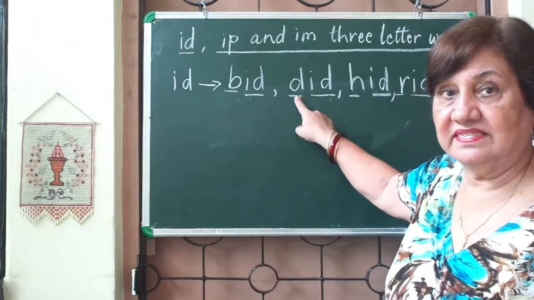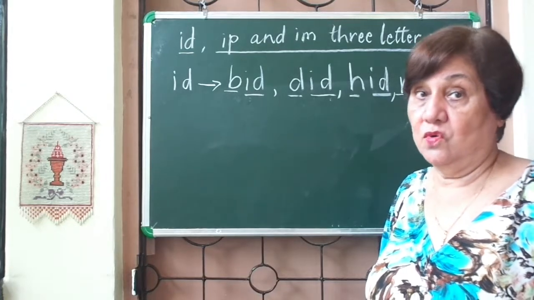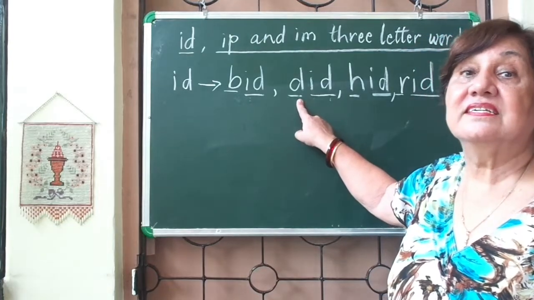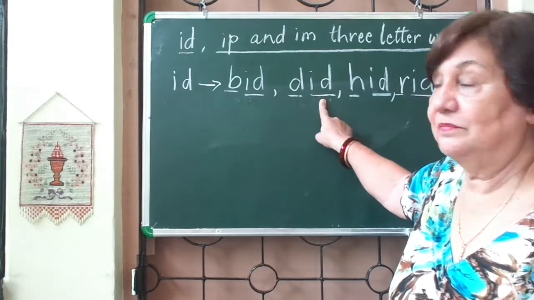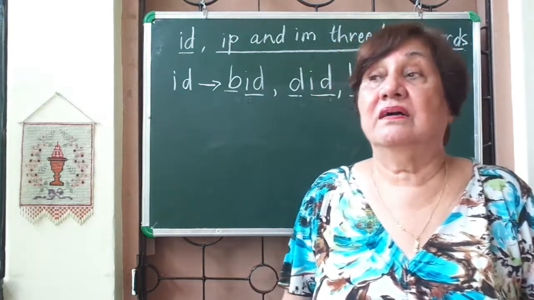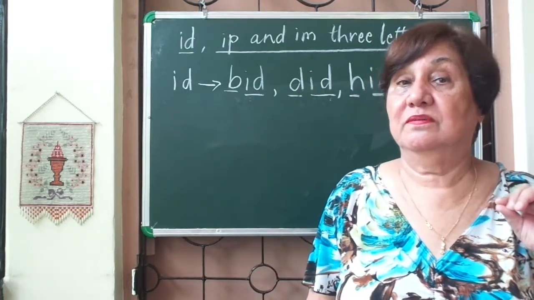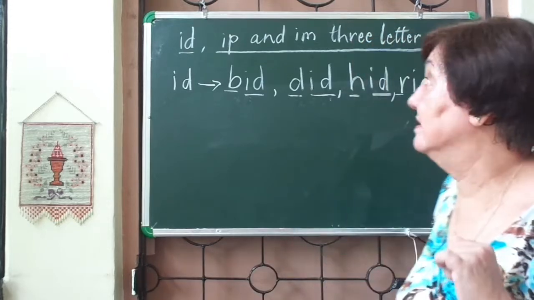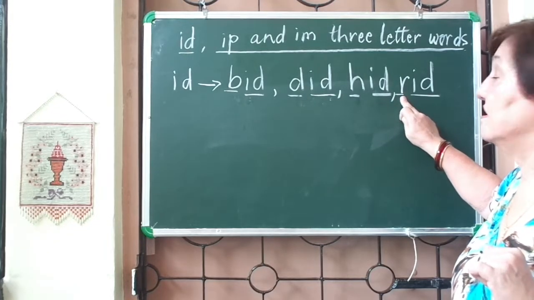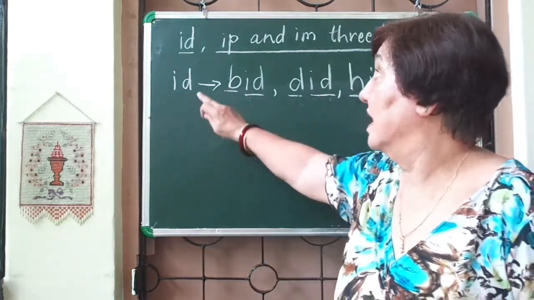The next one, D and id. Did. Your mummy tells you very often, Rohan, did you do your homework? So this is the word did. D and id. H and id, hid. Sometimes your mummy says that I'm sure you've hidden your books. Hid. So let's spell hid. H, H and ID id. R and ID is rid. So we've learnt words with ID.